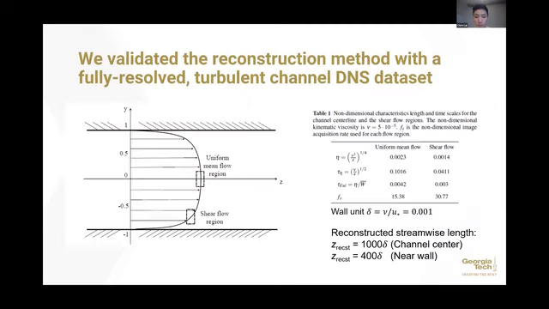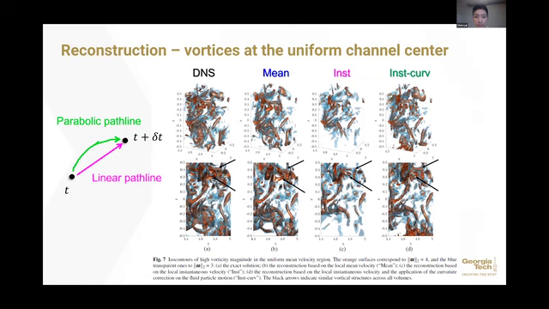For validation, we went to a turbulent channel flow DNS data set, took a plane, and only used the plane data to reconstruct the volume. And this is the comparison. We actually look at two locations.